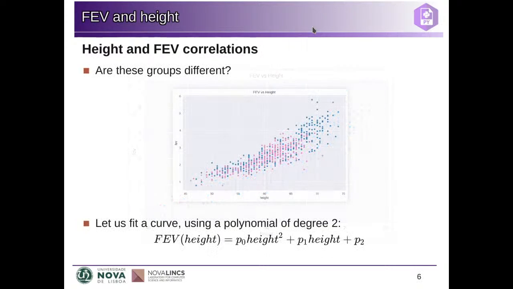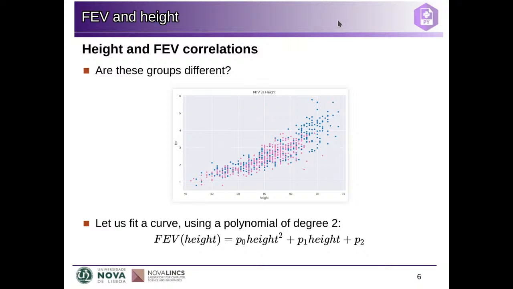And so we can try to fit a curve. This is not quite a straight line. It seems to be curving. So let's try a polynomial of degree 2. And we have these three parameters. So one parameter P0 multiplied by height squared, then P1 multiplied by height, and P2 as a constant. So this will give us this polynomial of degree 2 that we're going to use to fit.